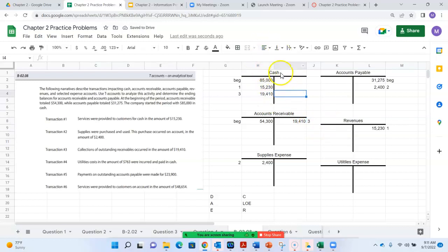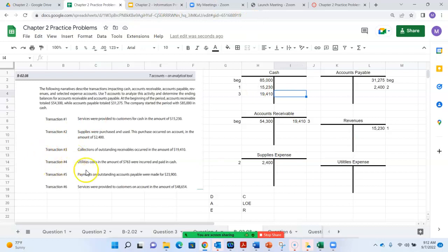Notice that we have one asset that is going up, right? Cash is increasing. And we have another asset that's decreasing. Accounts receivable is going down. Therefore, our total assets are remaining the same. It's just the type of asset has changed.